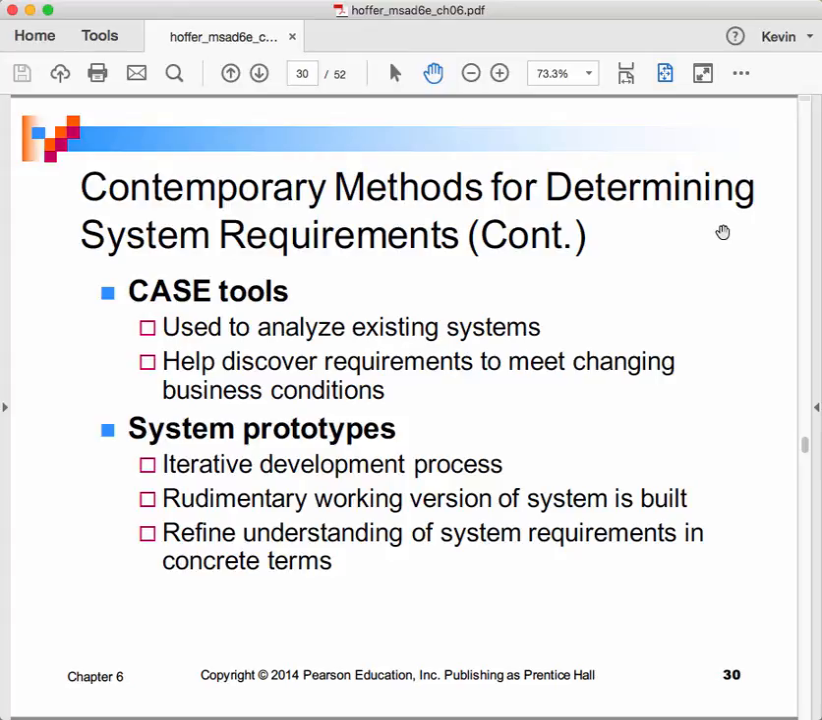System prototypes. Prototypes are still playing a pretty good role in the systems analysis and design process. People do like to prototype things. There's really two kinds of prototyping. There's what I would call throwaway prototyping. That's where we build a prototype, typically of the user interface, with the idea that it's going to help us to identify the requirements. And the idea that when we're done, we're going to use the prototype as an embodiment of the requirements.